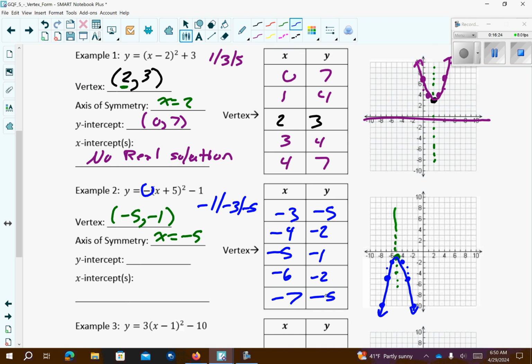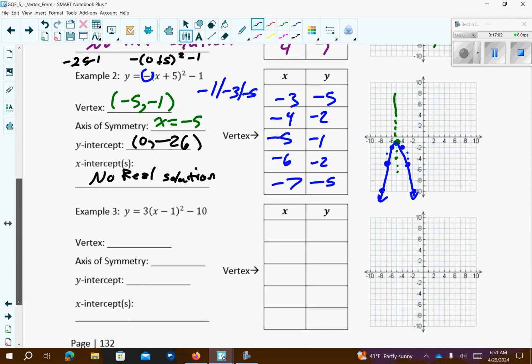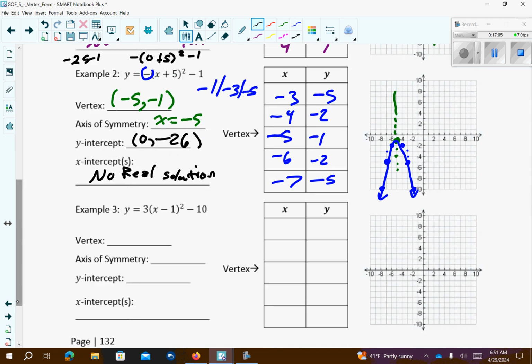So how are we going to find the y-intercept? Remember, the y-intercept is 0, comma something. So if we plug 0 into the original, that's going to be 0 plus 5 is 5. 5 squared is 25, but that negative makes it -25 minus 1. Oh my gosh, look at that: -26. So 0, comma -26. That's way off our graph. The x-intercepts: that parabola is not going to cross at all, so no real solution. Remember, there are times it could cross, and they become irrational. Sometimes they're just nice whole numbers, which is great.